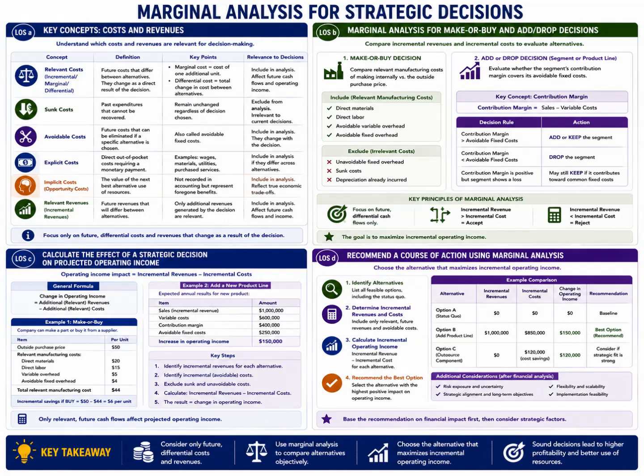Sunk costs are past expenditures that cannot be recovered and should not influence current decisions. Because they remain unchanged regardless of future choices, they are irrelevant to marginal analysis. Avoidable costs, however, are future costs that can be eliminated if a particular alternative is chosen.